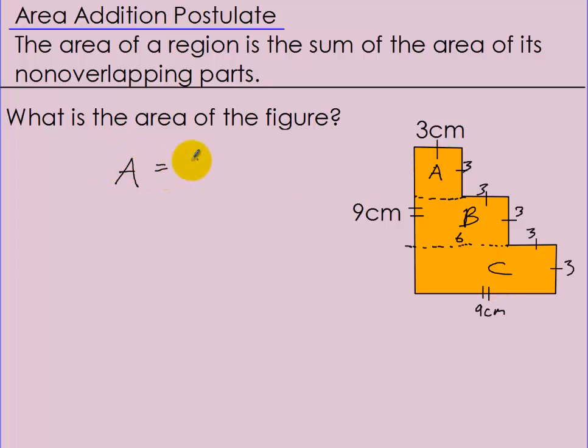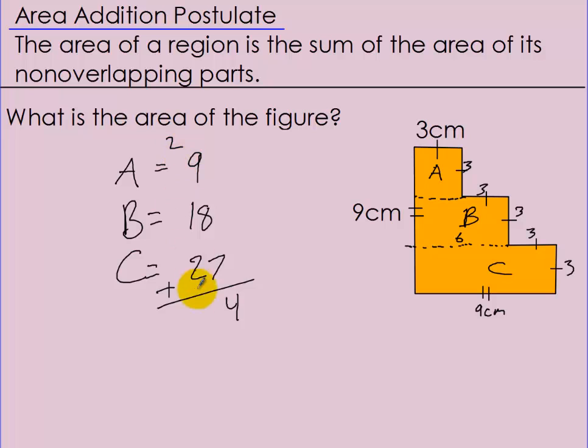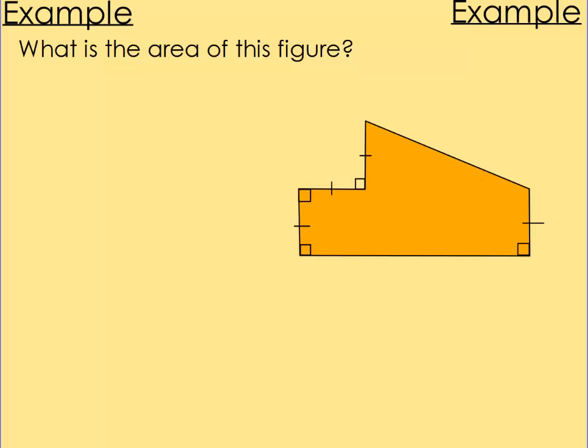So for A, that's going to be 3 times 3. It's going to be 9. For part B, it's going to be 6 times 3, which is 18. And part C, it's going to be 9 times 3, which is 27. So we add all those up, and 9 plus 8 plus 7 is 24. Carry a 2. And we get 54 centimeters squared because it's area. So all you have to do is break it up into parts.